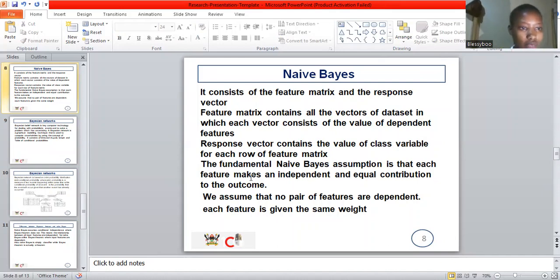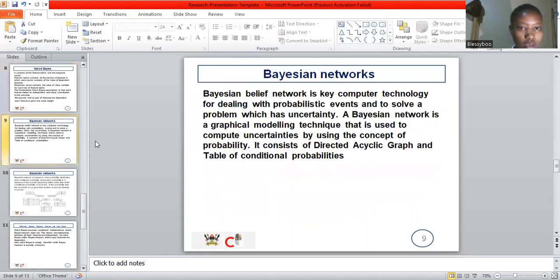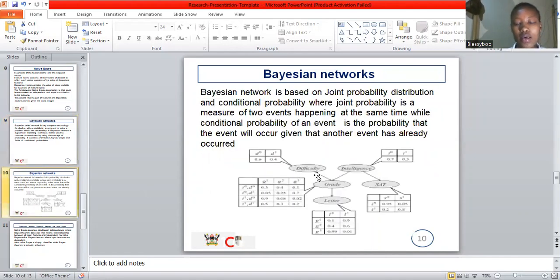I said it above. Yes. So we have the Bayesian networks. Bayesian networks is a key computer technology for dealing with probabilistic events to solve a problem which has uncertainty. A Bayesian network is a graphical modeling technique that is used to compute uncertainties by using the concept of probabilities. It consists of directed acyclic graphs and a table of conditional probabilities. I put an example, though it doesn't apply to my project, but I included the image right here.